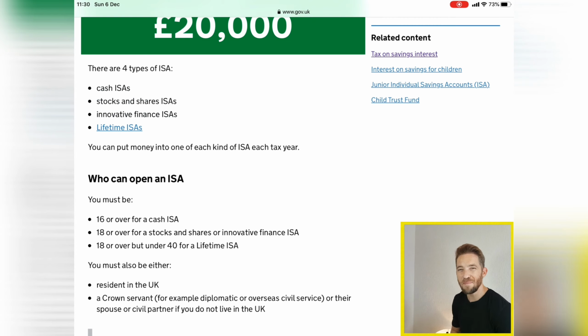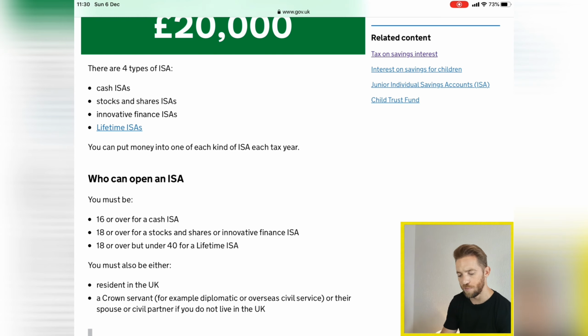And the first sort of misconception that I often see is that you can only have one of each of these ISAs. One cash ISA, one stocks and shares ISA, one innovative. That's actually wrong. You can have as many as you want really, but the rule is you can't pay into more than one each tax year.